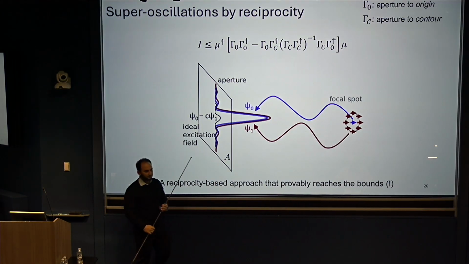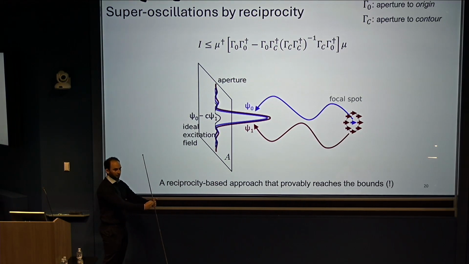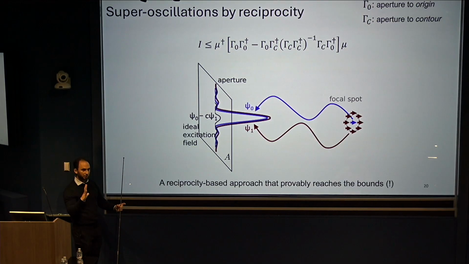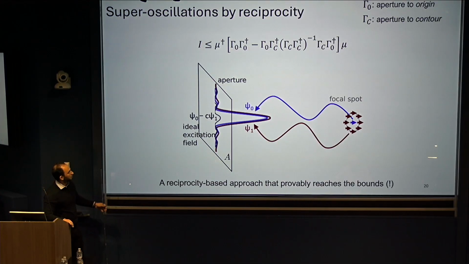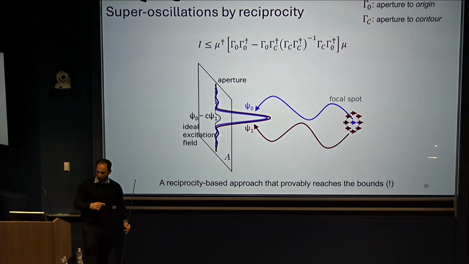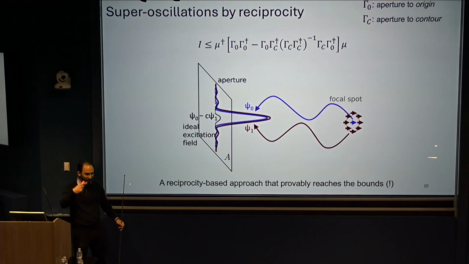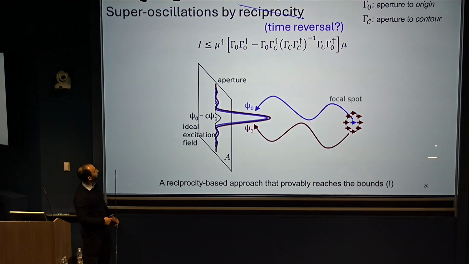So you start with dipoles here, here. You let them radiate. You conjugate. That produces exactly the maximum field at a point with 0 field on the contour. And it's guaranteed to reach the bounds. Now, all right, I said this is by reciprocity. Hopefully you heard me talk about phase conjugation. Do I really mean time reversal?